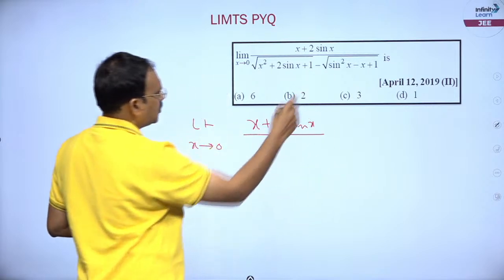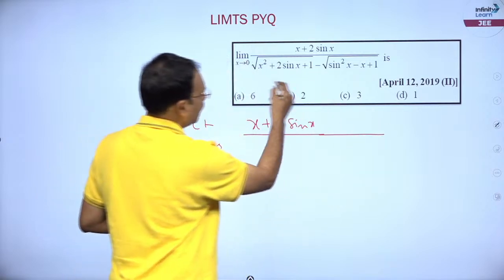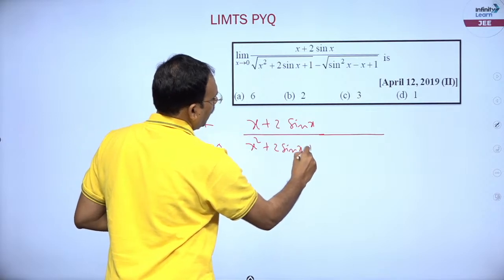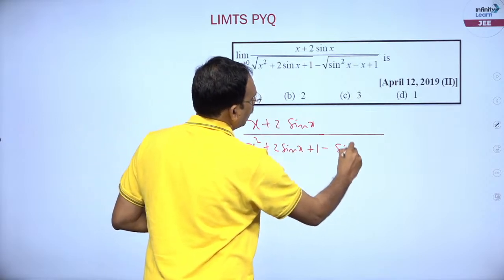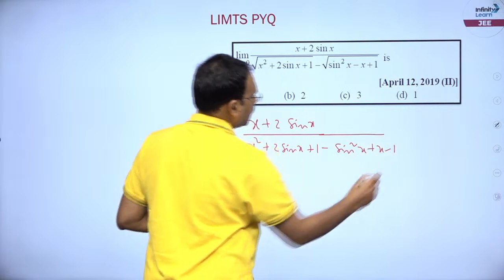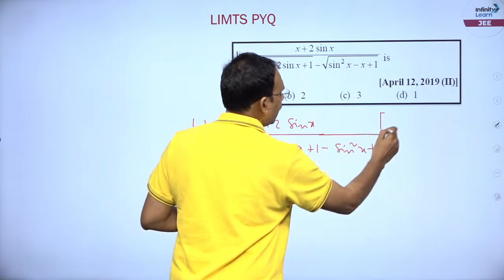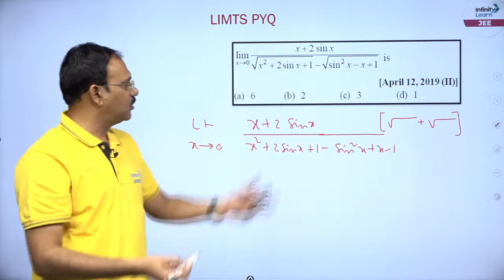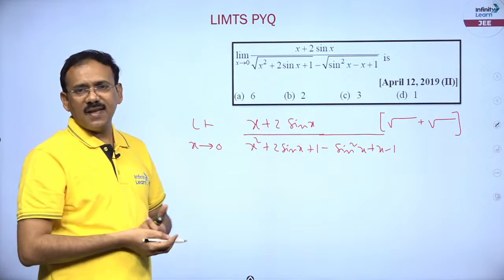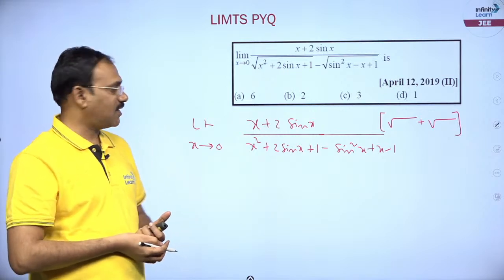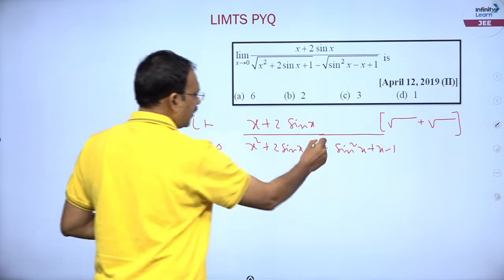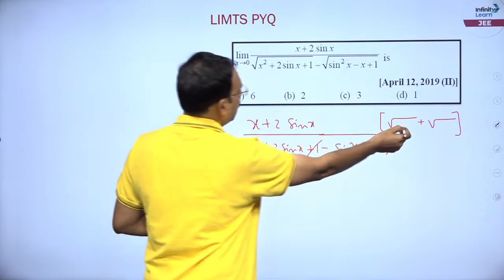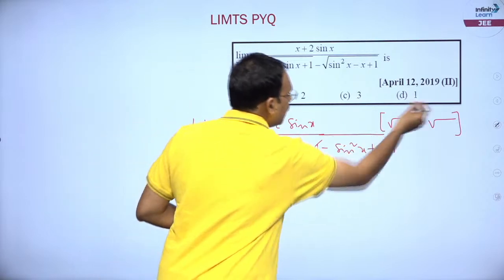After rationalization, you are going to get x square plus 2 sin x plus 1 minus sin square x plus x minus 1, multiplied by this square root plus this square root. I am not writing it because even in the exam you can do it like this to save time. Why write unnecessarily? Fine. So plus 1 minus 1 got cancelled. First thing, if you put x is equal to 0, here you will get 1 plus 1, which becomes 2.